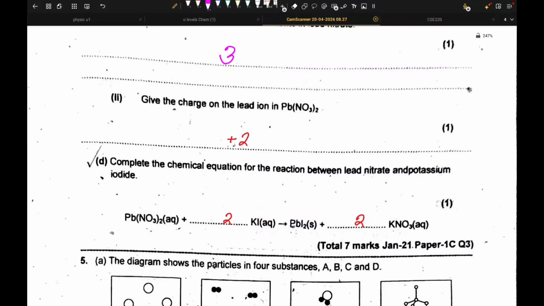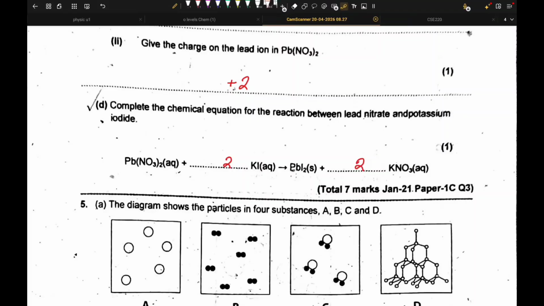Now, give the charge on the lead nitrate, Pb(NO3)2. So, give the charge on the lead ion. If we check the periodic table, we will find that lead should have a charge of +2 because it is a metal and it has 2 electrons in its valence shell. As it has 2 electrons in its valence shell, it will donate those electrons and become positively charged.